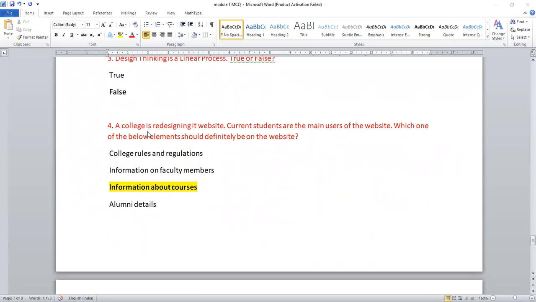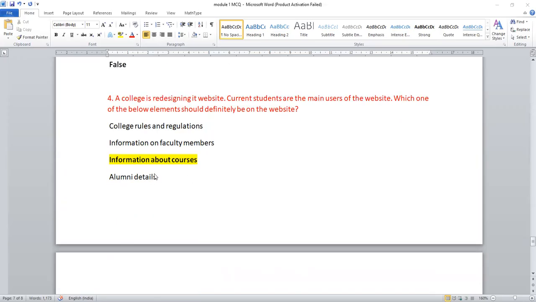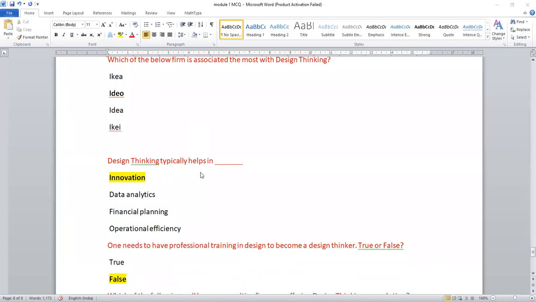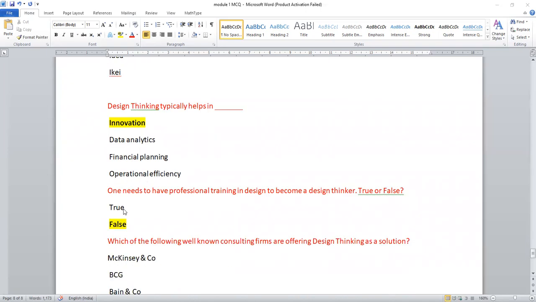A college is redesigning its website. Current students are the main users of the website. Which one of the below elements should definitely be on the website? Information about courses, of course. Which of the below firms is most associated with design thinking? Definitely IDEO. This is also one of the important questions you might have seen in the model question paper. Design thinking typically helps in, obviously, innovation. Okay, innovating new ideas.